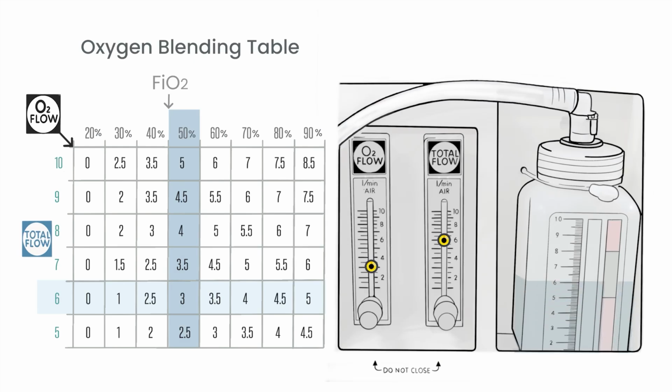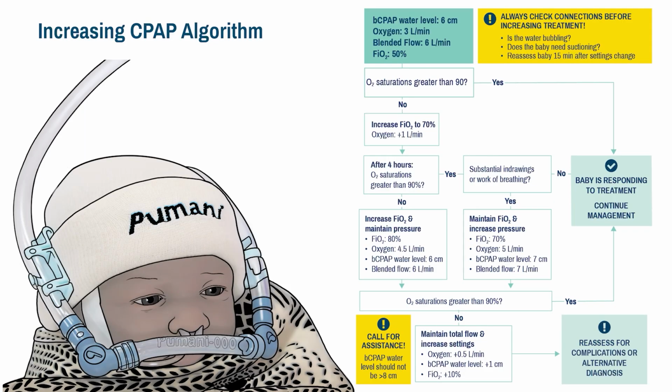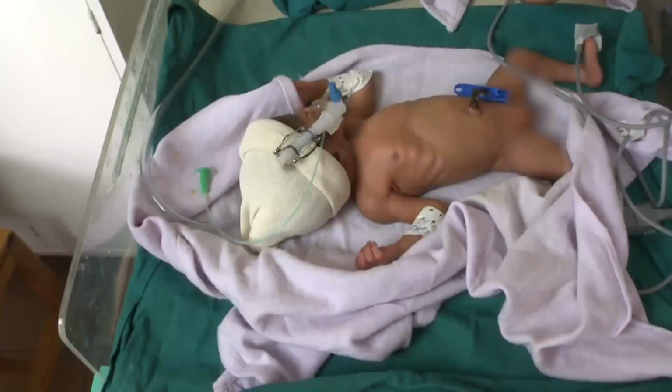However, many babies will need a higher level of treatment than this, in which case we need to gradually increase the level of CPAP treatment, one step at a time, until they respond. The increasing CPAP algorithm gives a guide for how and when to increase treatment levels. However, it is just a guide, and experienced clinicians in well-staffed and equipped units may make changes on a case-by-case basis. A baby that is struggling to breathe is likely to show this in 2 different ways.